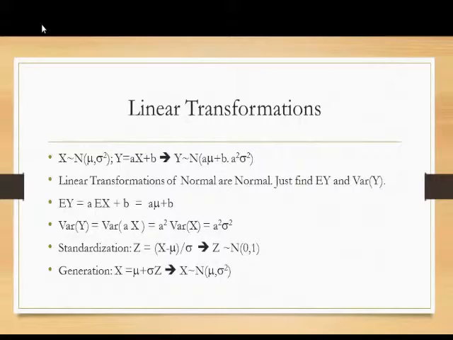And conversely, if you start with a normal 0, 1, you can generate any normal variable by taking mu plus sigma z. Z is the standard symbol for normal 0, 1, standard normal. So if you multiply by sigma, the variance will become sigma squared, because when you multiply by a constant, the variance gets multiplied by the square. But the mean will be 0. When you add mu, it will become mu.